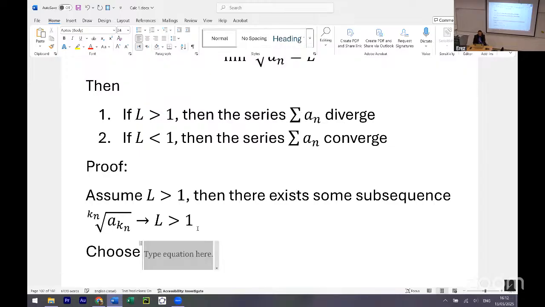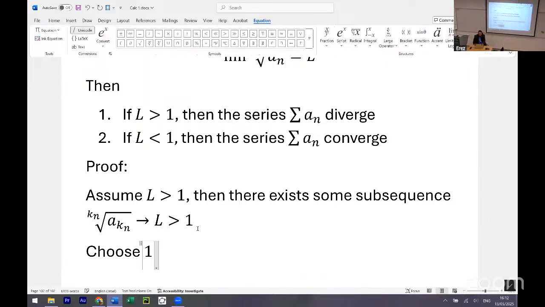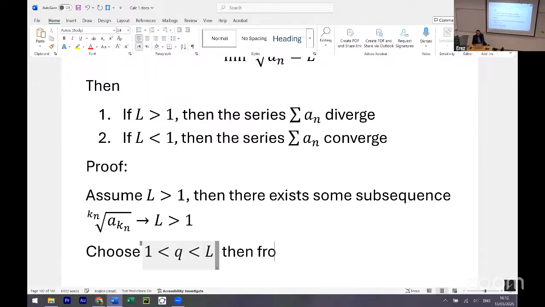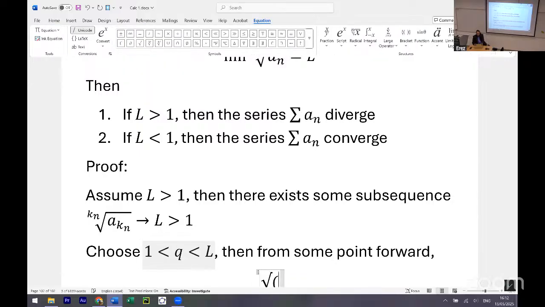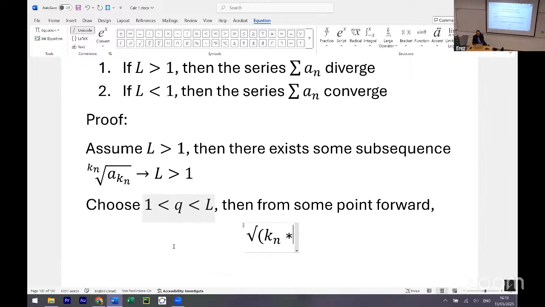Then from some point forward, sorry, I'll rephrase. Choose any Q; Q is best. Choose any Q between 1 and L. Because L is larger than 1, you can choose a Q between them. Usually the middle, but it really doesn't matter for the proof. Then from some point forward, the k_n-th root of a_{k_n} would be larger than Q.